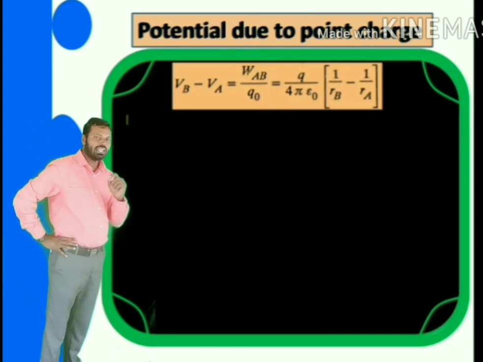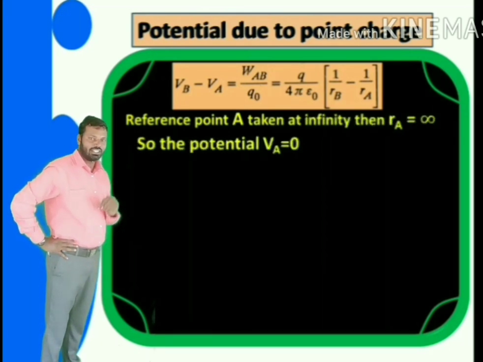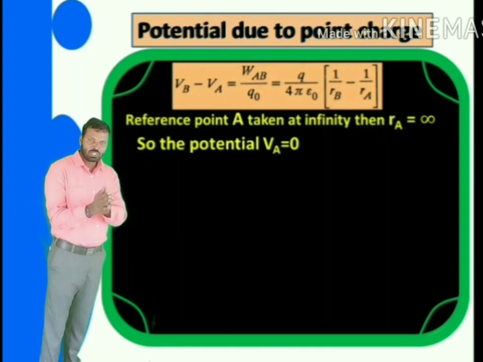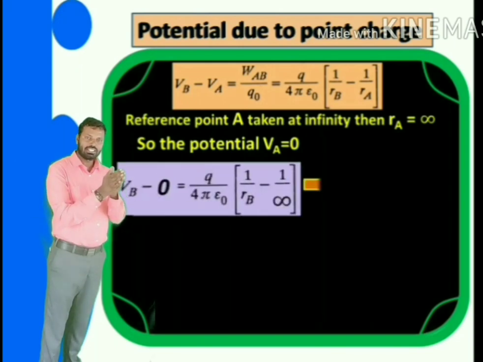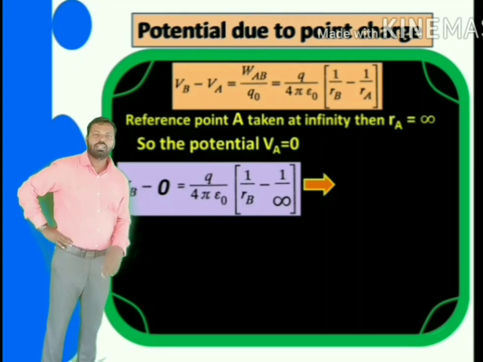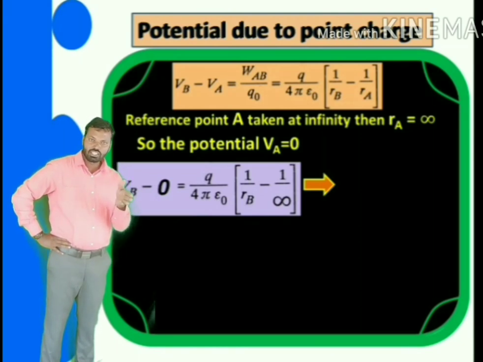Now let us suppose I take my reference point A at infinity, then RA is equal to infinity. If I substitute RA is equal to infinity, VA means 0. VB minus 0 is equal to Q by 4 pi epsilon naught into 1 by RB minus 1 by RA, which means infinity.